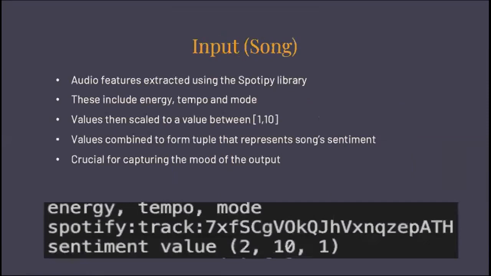So firstly, for the input, a Spotify URI is retrieved from the chosen track by the user. So the user selects a song from Spotify and then the library extracts audio features such as energy, tempo, and mode. These are the values crucial for the sentiment of the song. So as you can see in that picture, the Spotify track number is basically the URI, and the sentiment value is the sentiment value of the given song. So in this example, Beethoven's Moonlight Sonata was used.